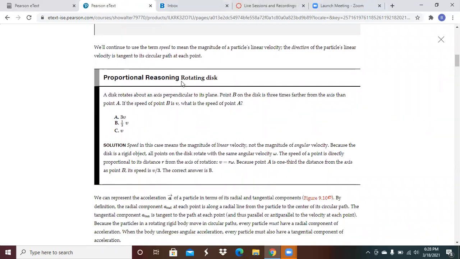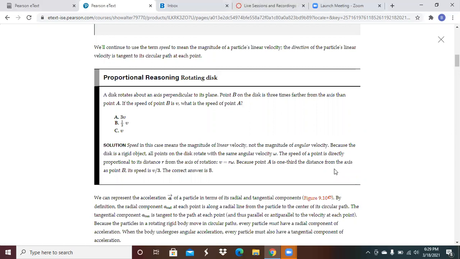So let's look at proportional reasoning for a rotating disk. We've got a rotating disk about an axis perpendicular to its plane. We've got point B on the disk, and that's going to be 3 times farther from the axis than point A. If the speed of point B is b, then what is the speed of point A? Speed in this case is the magnitude of the linear velocity, not the magnitude of the angular velocity. Because this disk is a rigid object, all points on the disk rotate with the same angular velocity. In other words, they cut the same angle in the same amount of time.